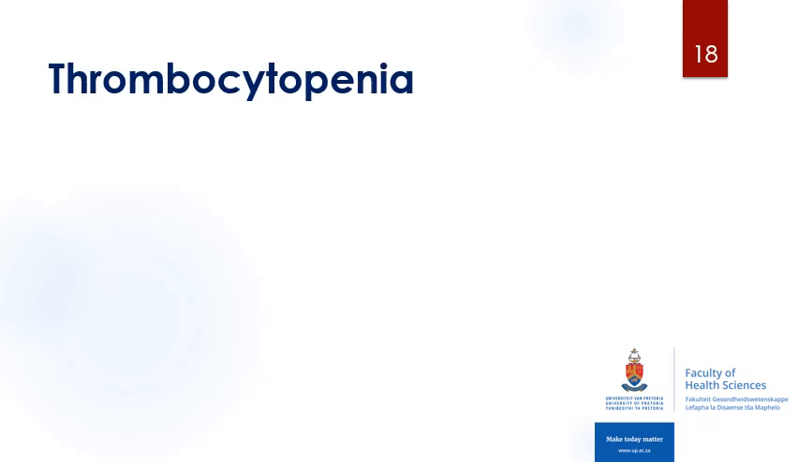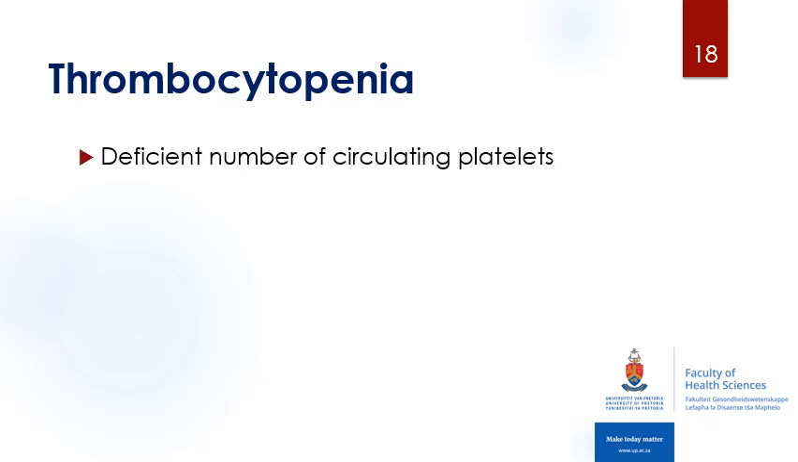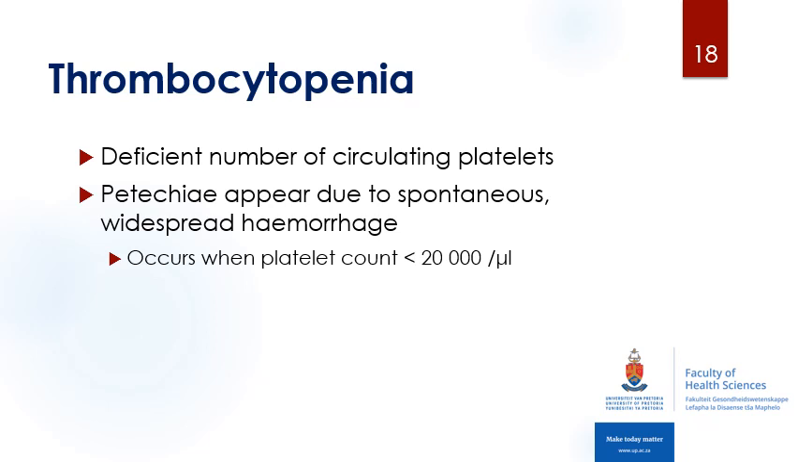So we briefly mentioned thrombocytopenia before, and this is caused by a deficiency in the amount of circulating platelets. It can result in spontaneous bleeding, which can result in petechia. Petechia will usually form when your platelet count is below 20,000 platelets per microliter. Thrombocytopenia is diagnosed when you have a platelet count of less than 100,000 platelets per microliter of blood. Remember that the normal range of your platelets is 150,000 to 450,000 platelets per microliter of blood.